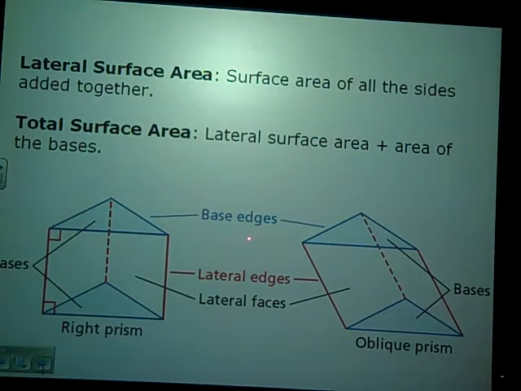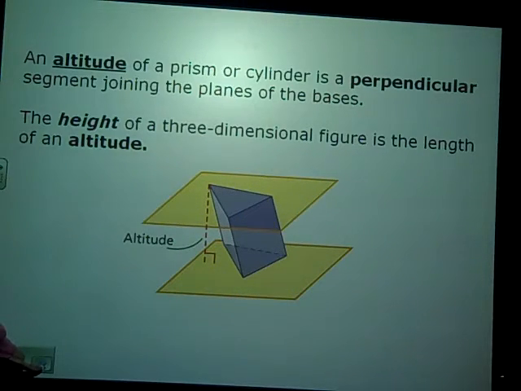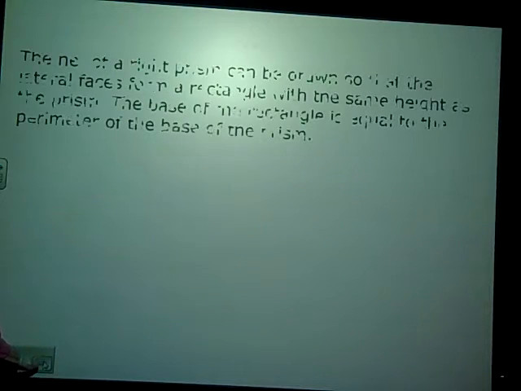Oblique prism, the base on top is offset from the base on the bottom. It looks like it's on a slant. The surface area formulas do not apply to oblique prisms. You will need to find each side length separately and add them together to get that. Okay? Now, altitude of a prism: perpendicular to the base, and height means altitude. Just like in all those area formulas we did in chapter 9, height's always perpendicular to the base.